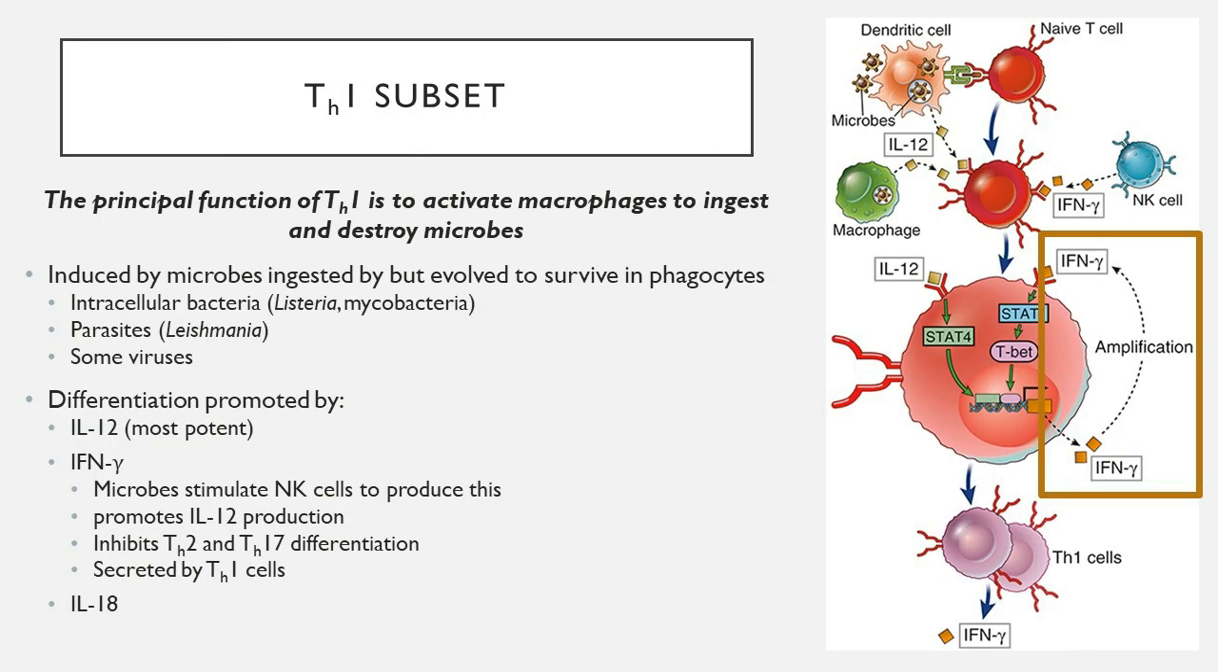Now that we've covered an overview of the different subtypes of CD4 plus cells, we're going to talk about them in detail. The first one we're going to get to is the Th1 subset, whose principal function is to activate macrophages to ingest and destroy microbes. The differentiation of this subtype is stimulated by many intracellular bacteria, like the listeria that we talked about at the beginning of this lecture, mycobacteria, certain parasites that infect dendritic cells and macrophages, and even some viruses and viral proteins that are accompanied by a strong innate immune reaction or administered with strong adjuvants, like in the case of a vaccine.